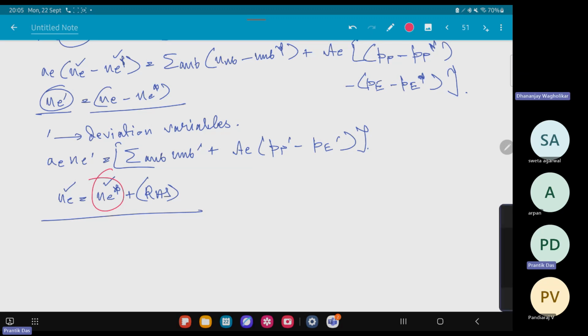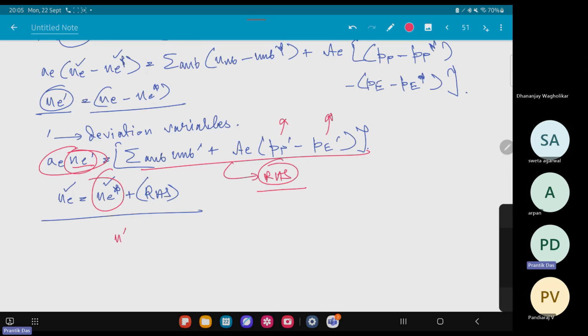So EV equals EV star plus RHS. This is called the RHS itself. To solve the RHS, I have to know the values of PP prime and PE prime. I need these in order to find EV prime. If I know EV prime, I can add EV star, my initial guess value, to get EV. Is it clear to all of you?